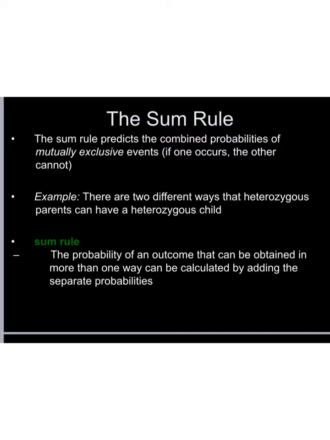Now, the second rule that we can use is called the sum rule. The sum rule predicts the combined probabilities of mutually exclusive events. So what that means, if one occurs, the other cannot. So these are not independent. The outcome of one event is going to affect the outcome of the second event. So, for example, there are 2 different ways that heterozygous parents could have a heterozygous child. And I'm going to show you an example of this in just a second.